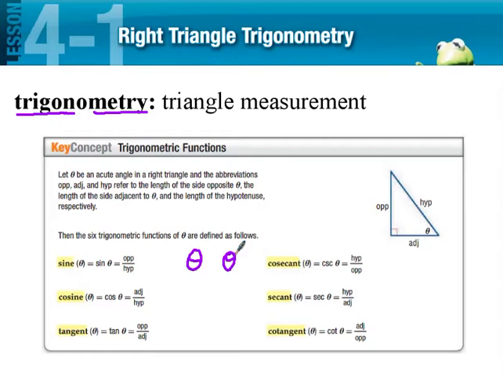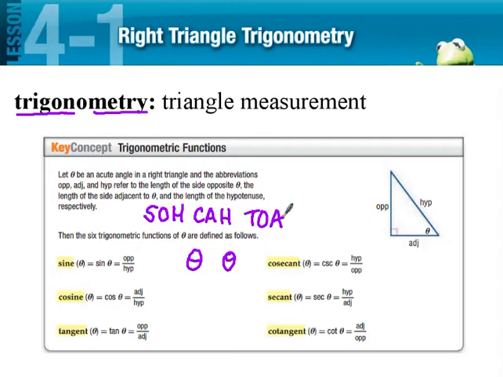So sine of theta equals opposite over hypotenuse. Cosine of theta is adjacent over hypotenuse, and tangent of theta is opposite over adjacent. Now we had a nifty little acronym: SOHCAHTOA. That was used to remind us of the order. Now that should be ringing a bell as well.